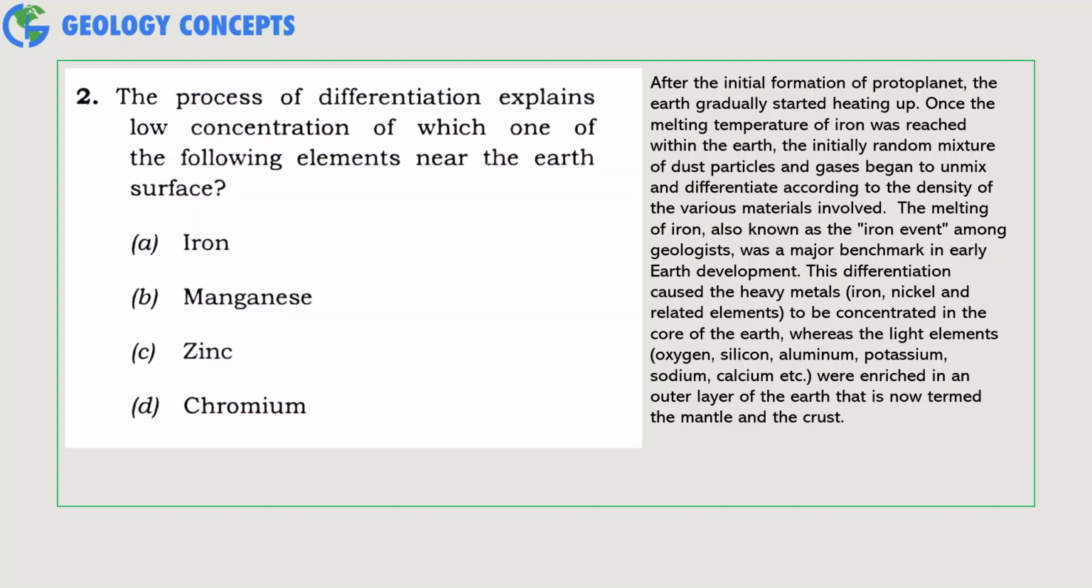This differentiation caused the heavy metals like iron, nickel, and related elements to be concentrated in the core of the Earth, whereas the light elements like oxygen, silicon, aluminum, potassium, sodium, calcium, etc., were enriched in the outer layer of the Earth, which is the crust. So, option A is the correct solution, that is iron.